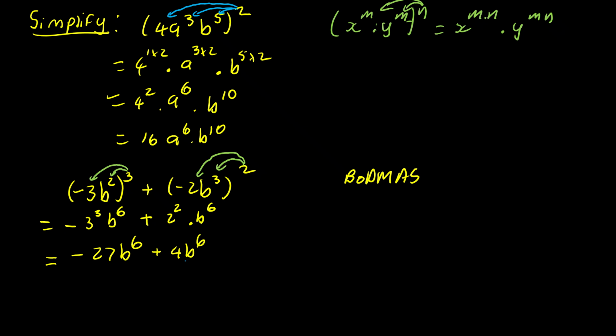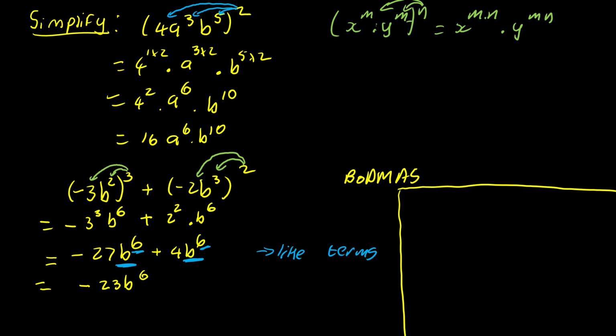And now if you take a look at these b's, they're the same b's with the same exponents, meaning they are like terms. And because they are like terms, we can now add them together. This will give me minus 27 plus 4 will end up giving me minus 23b to the power of 6. One last example before we sign off.